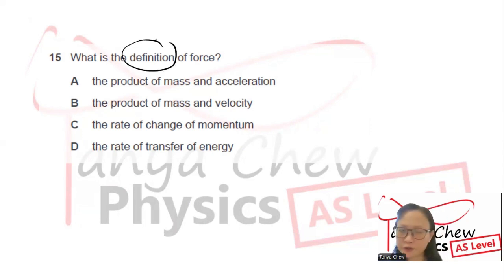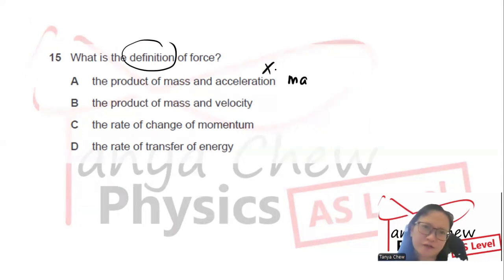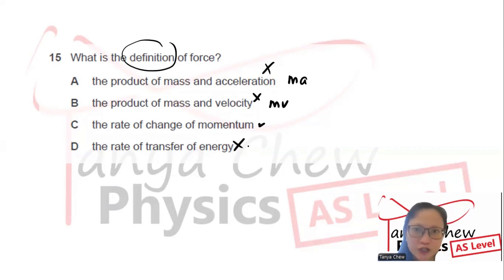Number 16, what's the definition of force? Remember what I told you in the earlier slide? There's only one definition for all the physical quantities. So let us look at A. The product of mass and acceleration seems to be correct, but I'm sorry, this is not the definition of force. The product of mass and velocity is the definition of momentum. The rate of change of momentum seems to be correct. I will explain more. The rate of transfer of energy, this is not true. The rate of transfer of energy over time, that is power.